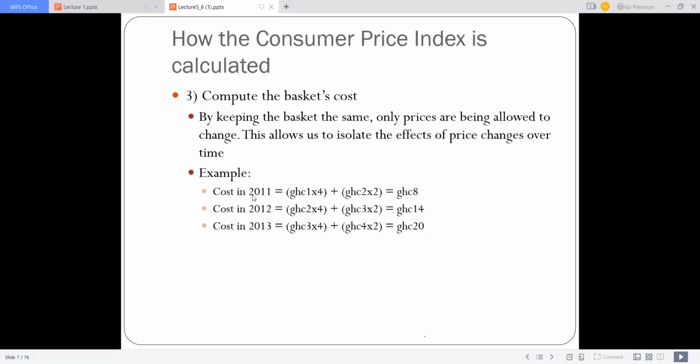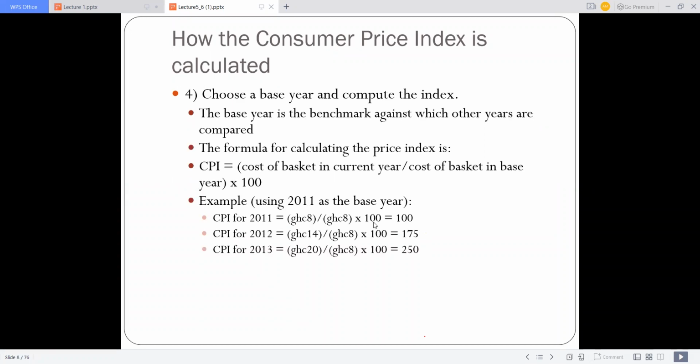I don't know whether you just joined. This was how we computed our cost. First of all, we use the cost to find the CPI. And in computing it, the cost of 2011 was 8 Ghana cedis. I hope you know how to compute it. So when we got here, the question was that we should use 2011 as our base year. So if the question doesn't give it to you, like how they've given it here, you will have to state one of them as the base year. Okay, let me move forward.